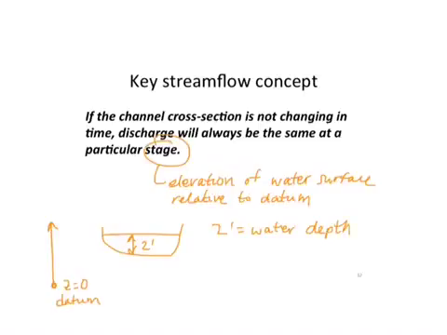But maybe our datum is 8 feet below the bed of the stream. And so this 10-foot distance between the water surface and the datum would be what we call the stage. So stage is an elevation. So there's usually one value for discharge for one value of stage. There's a one-to-one relationship between stage and discharge.